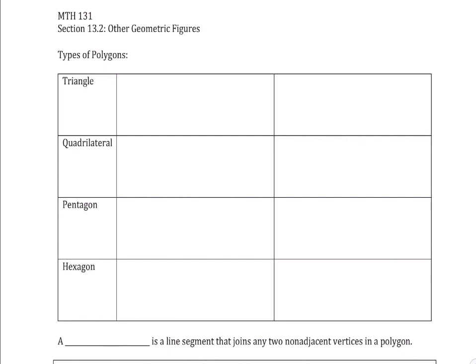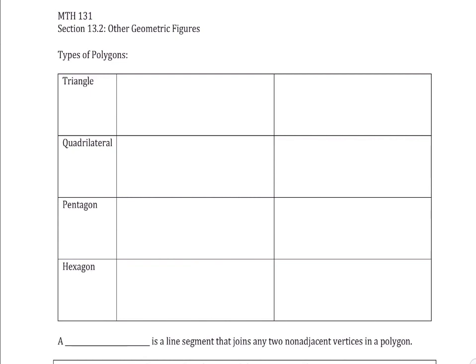We're now going to look at some other geometric figures, and we'll start with polygons. So a polygon is just going to be a figure in a plane that's bounded, which just means that it's all enclosed, and it's closed, which means that all of the sides are going to connect by these straight line segments. So we typically describe a polygon based on the number of sides that it has.